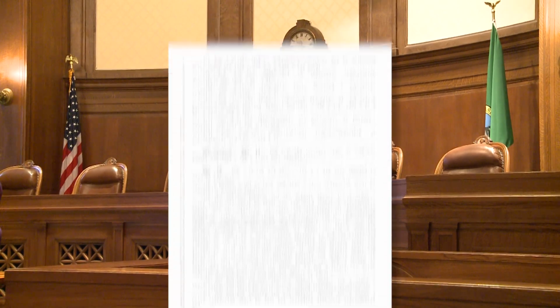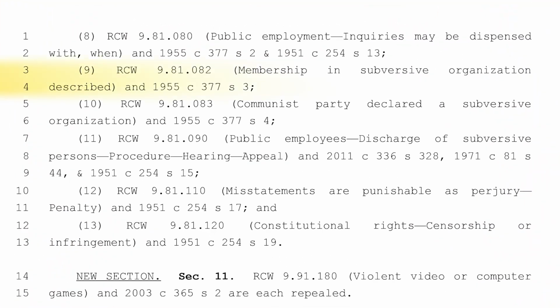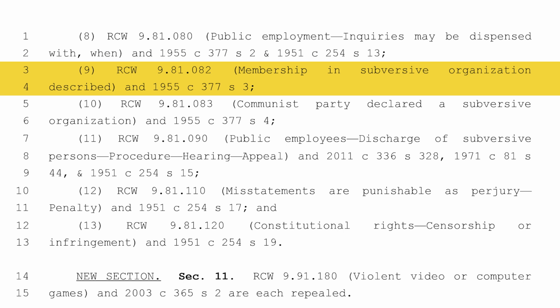But here's one that I thought you might really find interesting. Subversive activities. There is actually an RCW 9.81.083 that makes the Communist Party a declared subversive organization and illegal to belong to in the state of Washington. And you can't be in public employment, you can't do this, that, or the other. That has to get pulled out also.